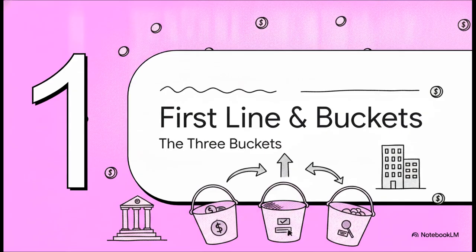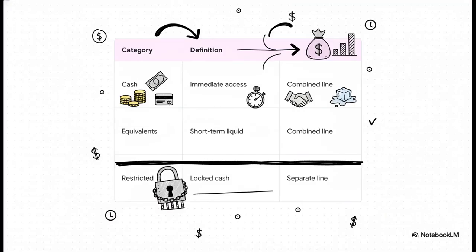Let's lay the foundation. Now, what's really interesting here is how strictly everything is categorized. Every single bank account and fund a company holds falls strictly into one of 3 distinct buckets, no gray area. Bucket number 1 is simply cash. This is your money with immediate, unrestricted access. Think physical currency and standard demand deposits. Bucket number 2 is cash equivalents. These are short-term investments that are so highly liquid they're practically the same thing as cash. Now, these first 2 buckets get combined onto one single line on the balance sheet, cash and cash equivalents.